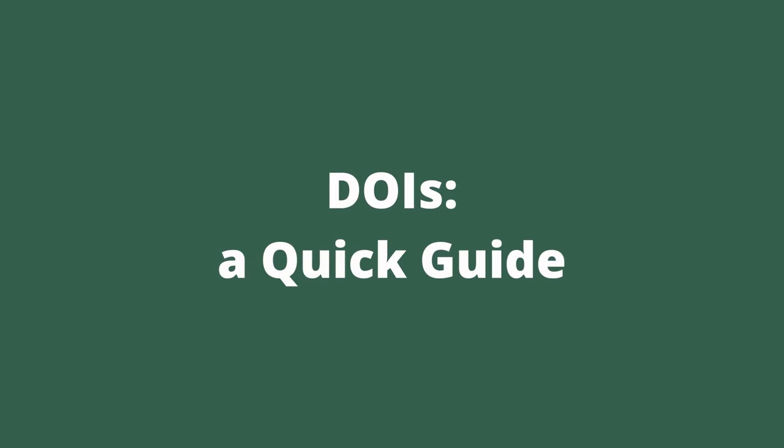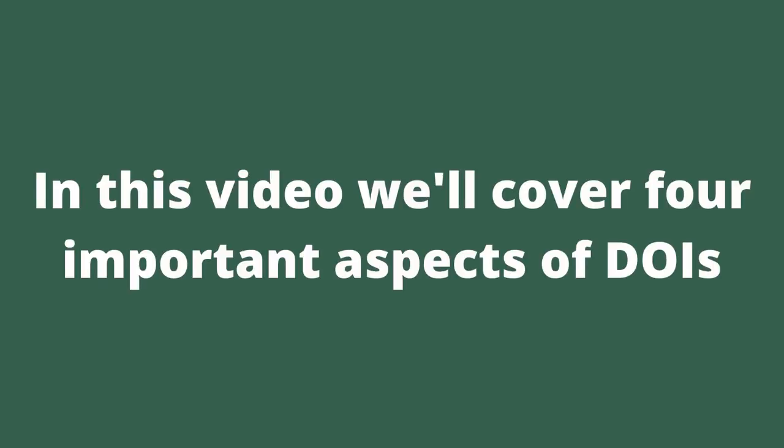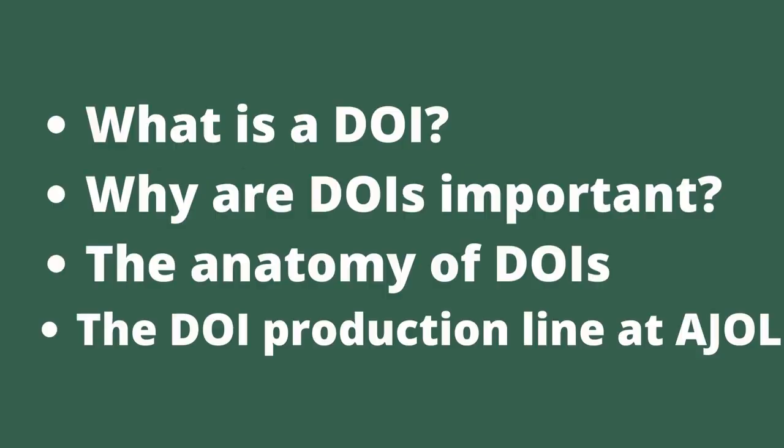This is a brief introductory video to the concept and certain important elements of digital object identifiers. We will look at what a DOI is, go on to why are they important in the first place, why bother. Then we'll look at the anatomy of DOIs at AJOL and then how we do them at AJOL.